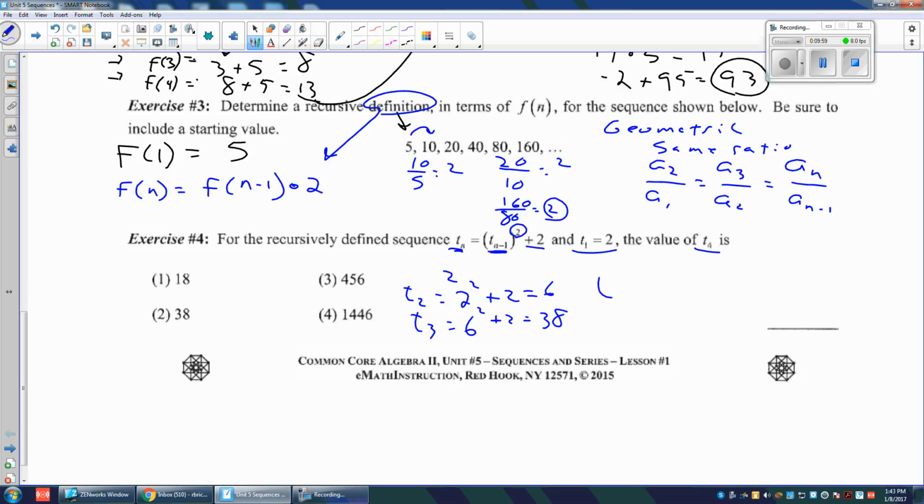And then the fourth number is 38 squared plus 2. Yes, I had to get out my calculator for that one. It is choice 4. If I would have looked at the choices, I would have known that it was only possible to be choice 4. However, you always check the arithmetic on your calculator.